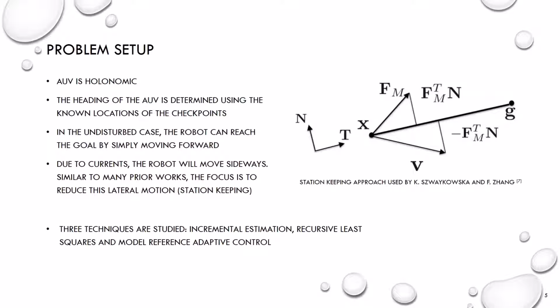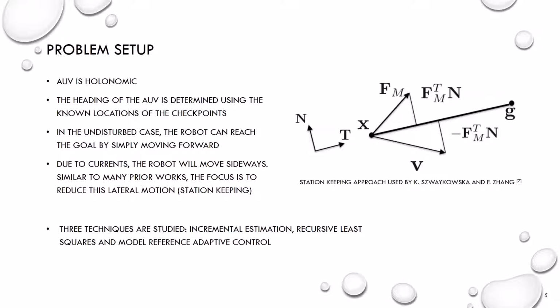Furthermore, the AUV is considered holonomic, meaning that we can control its lateral motion without the need for rotation. A lot of AUVs these days have these capabilities, so this is a very reasonable assumption to make. The heading of the AUV is determined using known locations of the checkpoints and things like compasses and magnetometers.